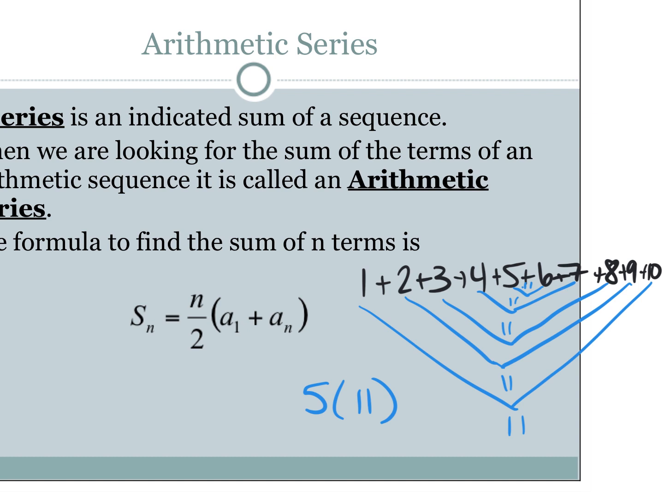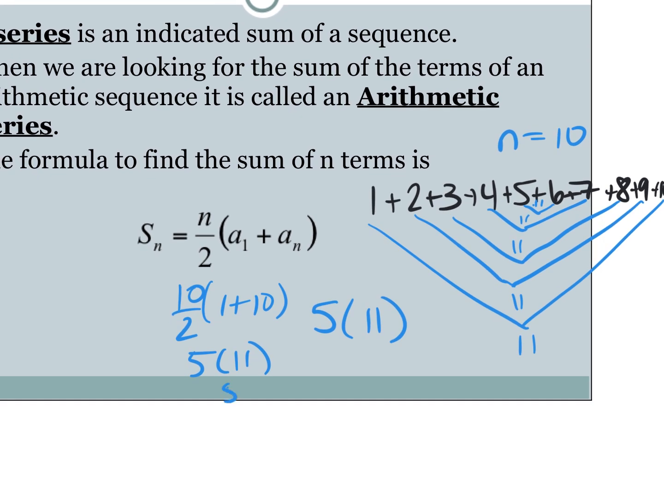The formula says the number of terms divided by 2. We had n was 10 in our little example here. We had 10 numbers. 10 divided by 2 is 5. And when I add the first term and the last term, I got 11. That was 1 plus 10. I add 5 times 11, gave me 55. Okay, that's where our formula comes from.